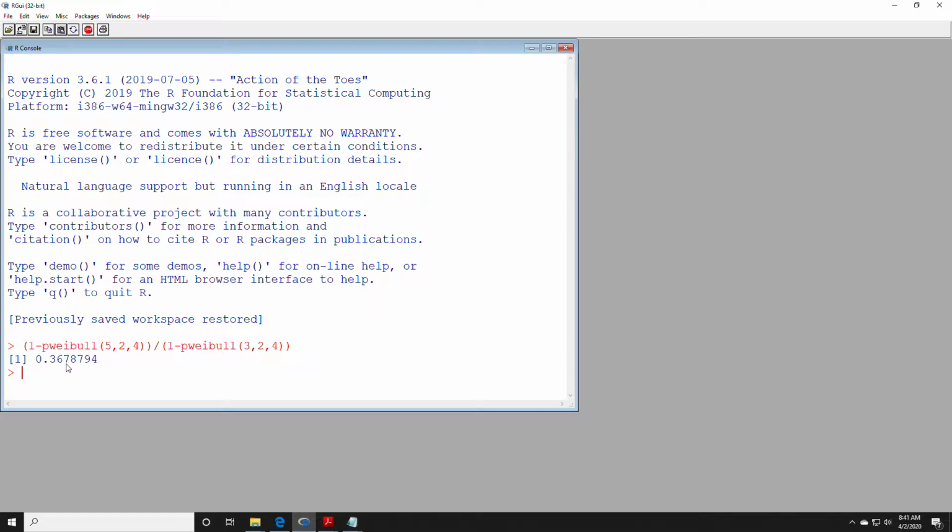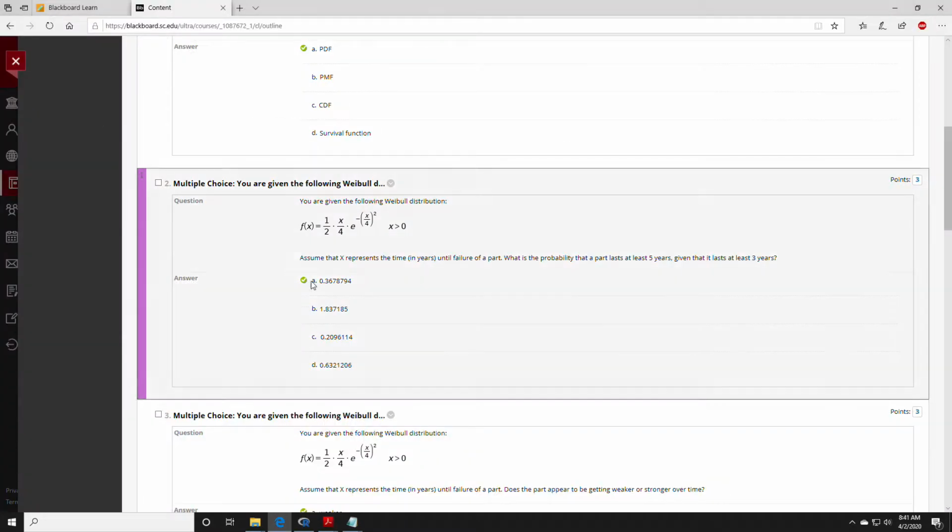Okay, so either way should not have been too awfully difficult, and we can see that that is option number 1. If you did it an incorrect way, I tried to put a few choices that you could have gotten if you did it some incorrect way.